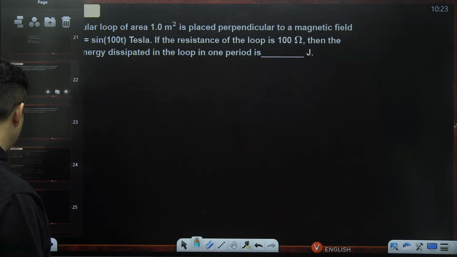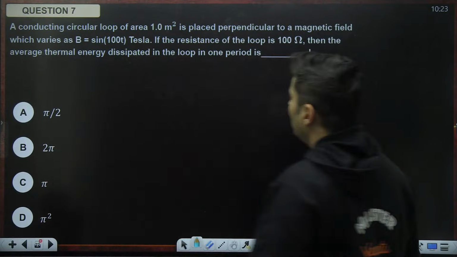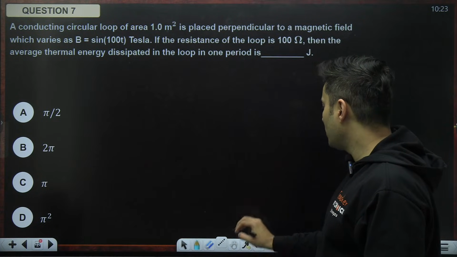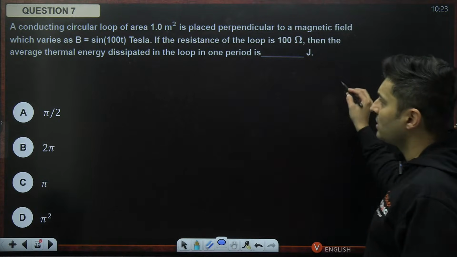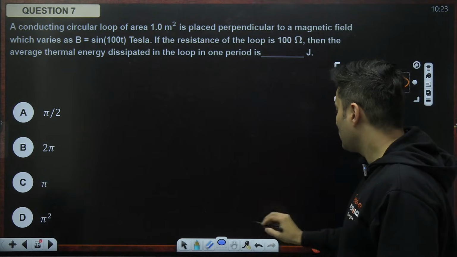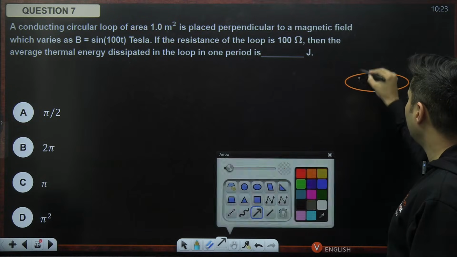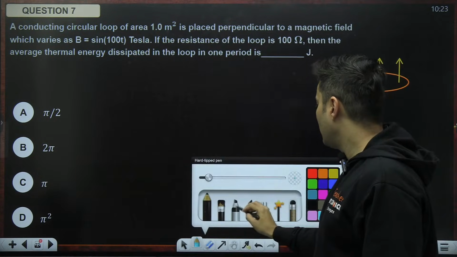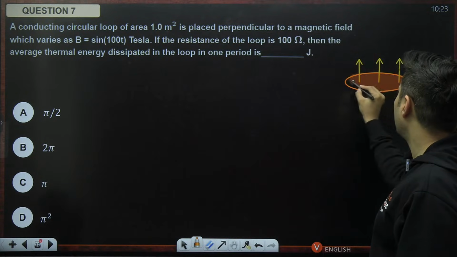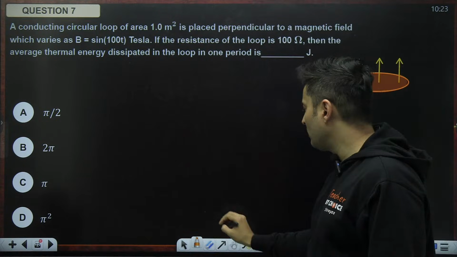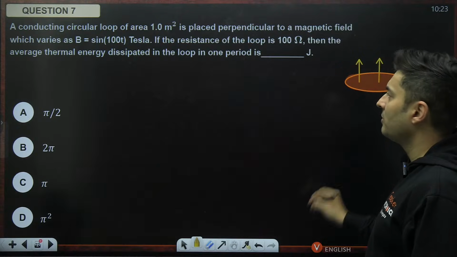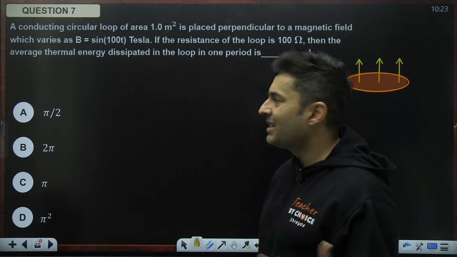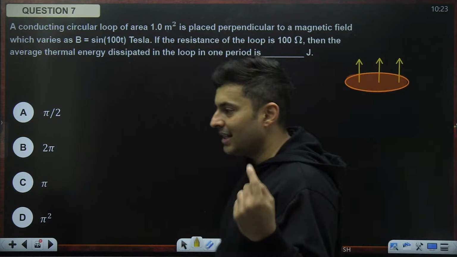Here comes the next question, number 7. There was a loop placed perpendicular to the field. The resistance is also given, and the question was: what is the average thermal energy of the loop? So essentially the magnetic field was perpendicular to the plane, and it is changing inside that loop. So there is change of flux, because of which there will be EMF induced, and because of that there will be energy which will be lost, because the wire has a resistance. So how much energy is lost in one time period? That is what has been asked.